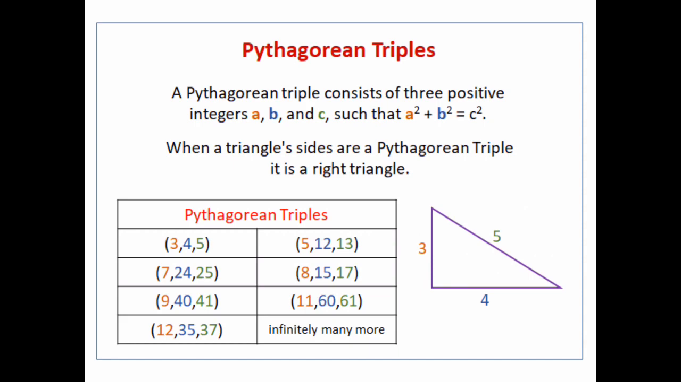Pythagorean triples are non-zero whole numbers that satisfy that equation. You can look them up on the internet and you'll find bunches of them, but here are some examples of Pythagorean triples. So they're just whole numbers that prove Pythagorean's theorem true.